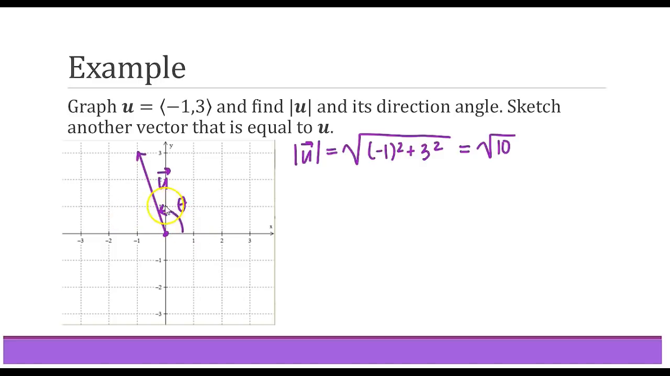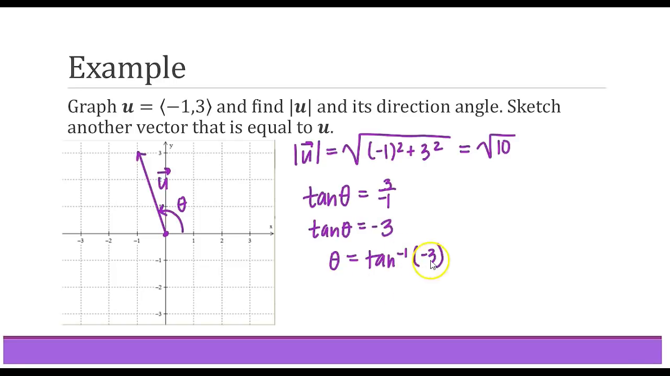So it's navigating me to my vector. I'm going to use the relationship tan theta is equal to b over a. The b value is 3 and the a value is negative 1. So tangent theta equals 3 over negative 1. But this is just going to give me a reference angle. So I have tangent theta equals negative 3, or theta equals tan inverse of negative 3.